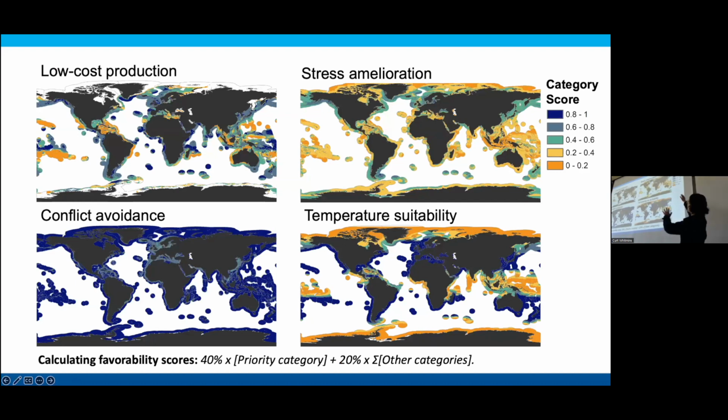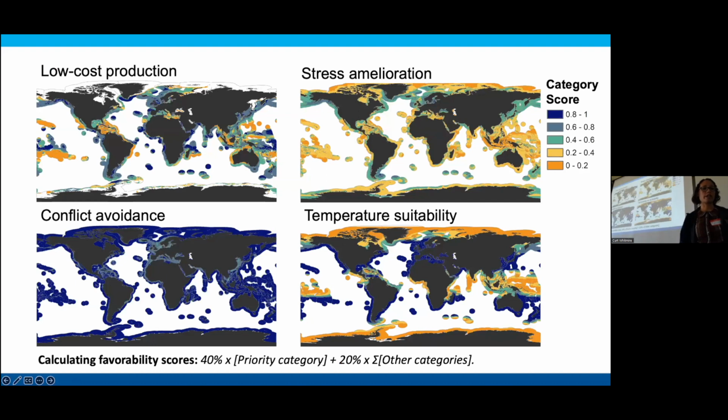You can see in these maps, if you're trying to improve environmental stress, there's not as many places where you get a lot of opportunities to do that versus avoiding conflict. You have a lot more options. There's a lot of dark blue on these maps. Pretty much just stay outside the major shipping areas, and you'll do fairly well.